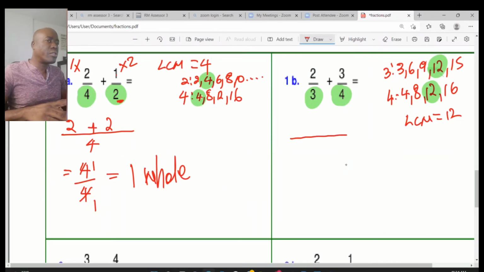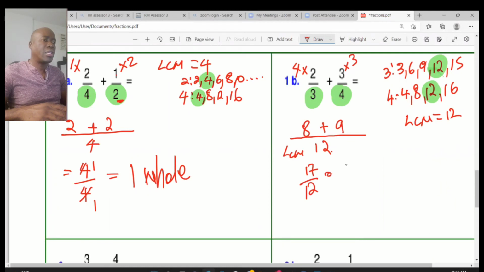So 12 is going to be used to solve my problem. I'm going to put my LCM here, which is my 12. What I'm going to do though is to divide the denominators into the LCM. So it's going to be 3 into the 12, and that's going to be 4 times. So 4 times 2, that's going to give me 8. The 4 into the 12, that's 3 times. So 3 times the 3, and that is going to give me 9. Let's add these together. 8 plus 9, and that's 17 over 12. If you don't like the improper fraction, then it's going to be 1 remainder 5 over 12.